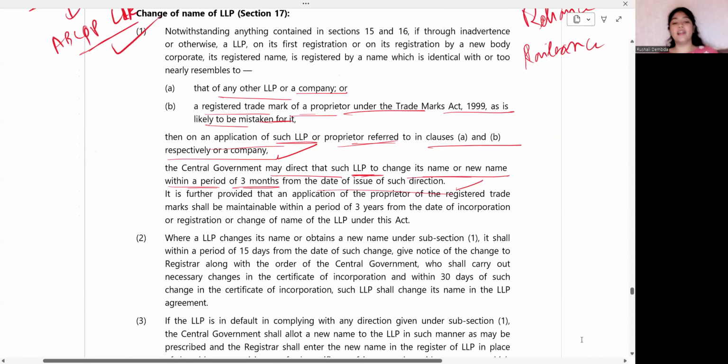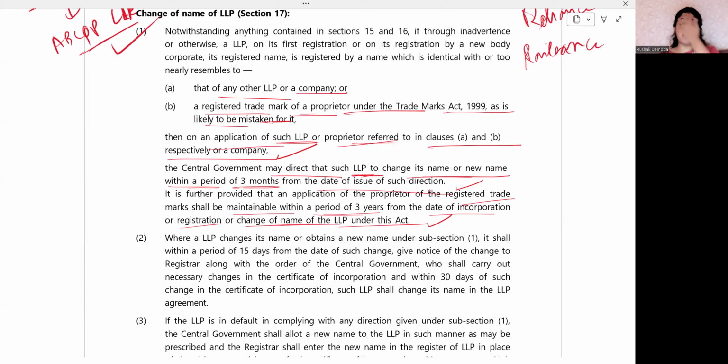It is further provided that an application of the proprietor of the registered trademarks shall be maintainable within a period of 3 years from the date of incorporation or registration or change of name of LLP under this Act. If an application has been made by a registered trademark holder, as I told you, Reliance will go and say they are having the same trademark as us, they are having a similar symbol as us, so we need the change for it. So that is maintainable for 3 years. For 3 years, they can ask you not to take the similar name.